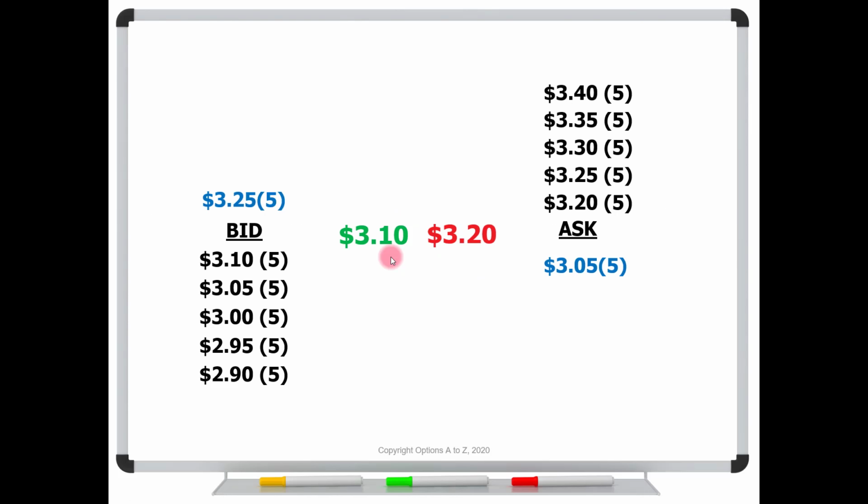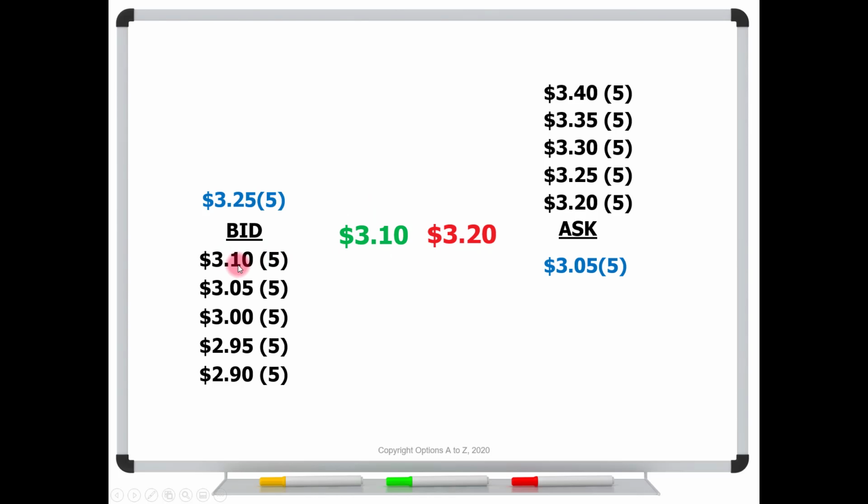Okay, so let's jump over to what is more of a modern layout for, let's say, an options quote. We've seen this before in previous videos, but over on the left we have the bidders, the buyers, and notice we are going from the weakest to the strongest here at the top. And over on the right we have the asking prices, or the sellers, and we are going from the strongest to the weakest.